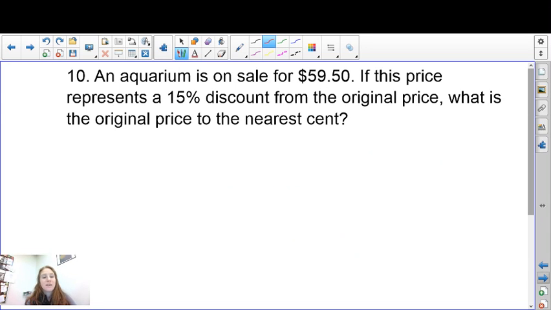Number 10, an aquarium's on sale for $59.50. If this price represents a 15% discount from the original price, what is the original price to the nearest cent?